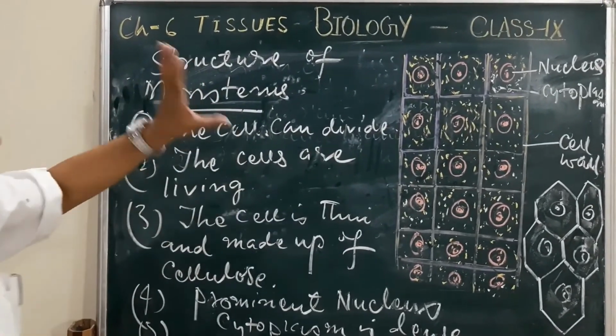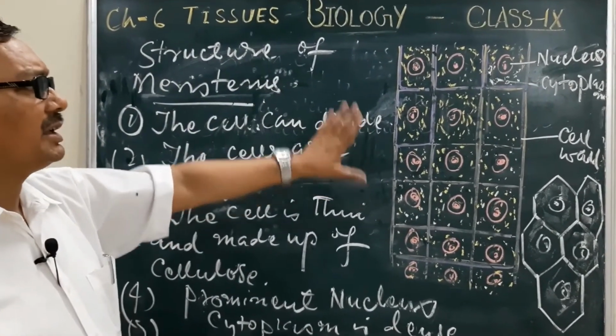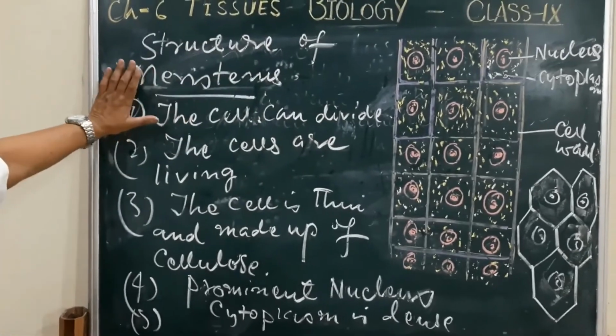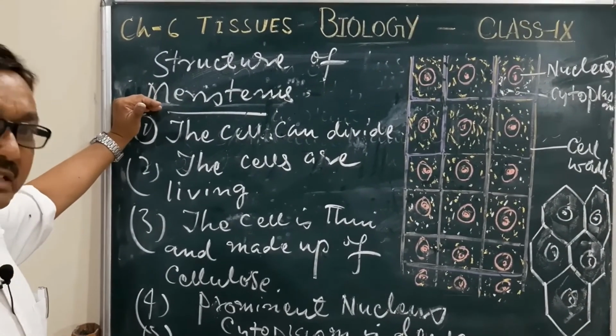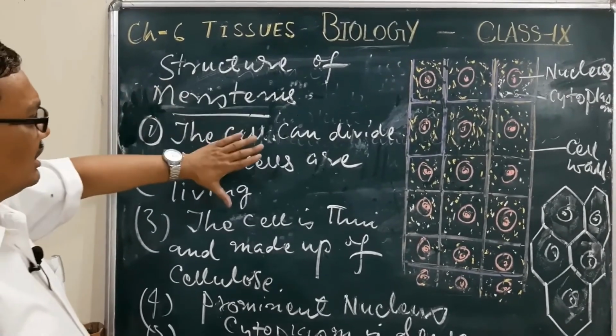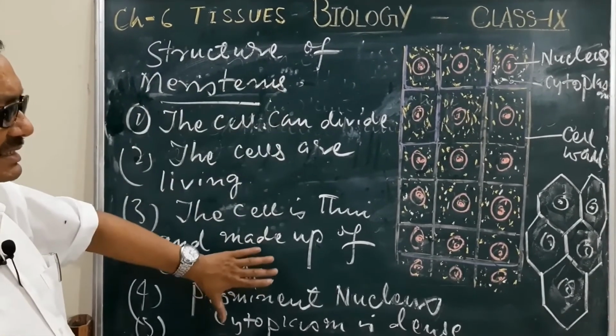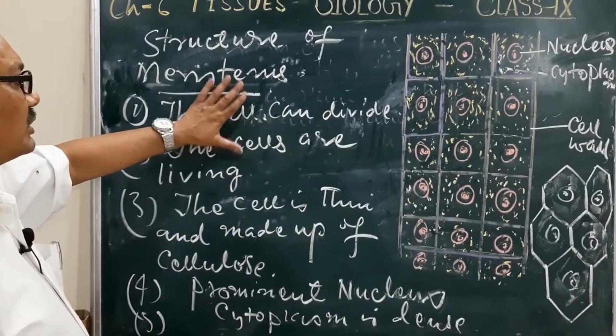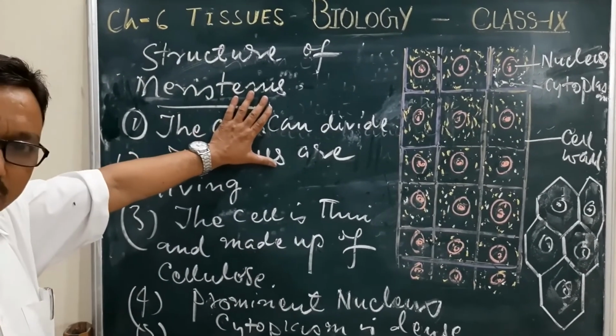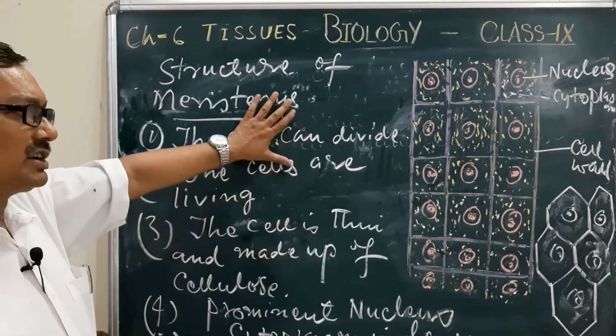So here some brief description I have given about the structure of meristems. In the next class, we will study some more characteristics, and also we will discuss the different types of meristematic tissue and their important functions.